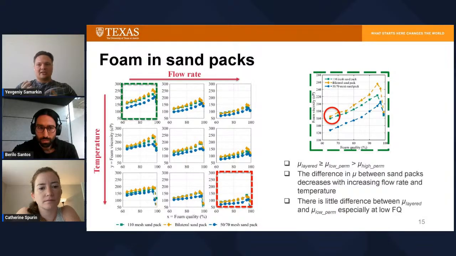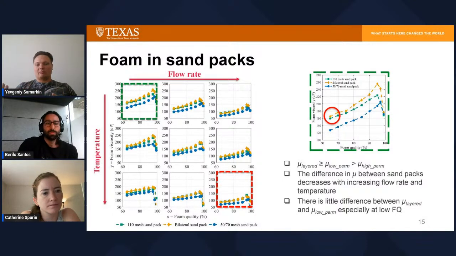So that can tell us something about the behavior of the foam in the layered sandpack. And we can logically propose that in all of our cases, the foam was diverting and flowing through the low permeability layer, and that low permeability layer was the one actually affecting the rheology of the foam. Because if there was not a diversion, then we assume that the rheology of the foam would be more similar to the rheology that we obtained in the high permeability homogeneous sandpack.